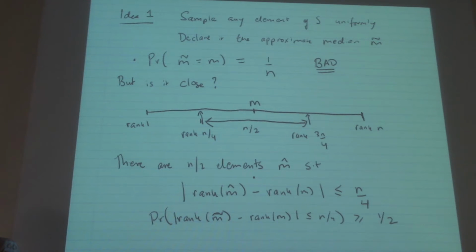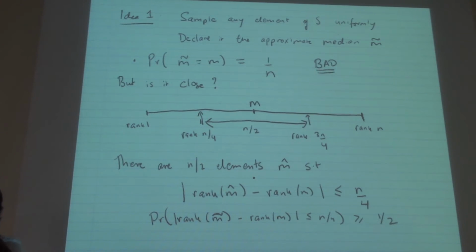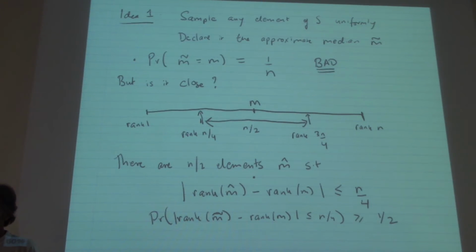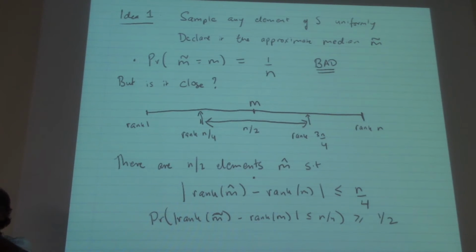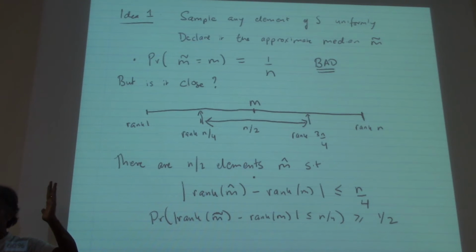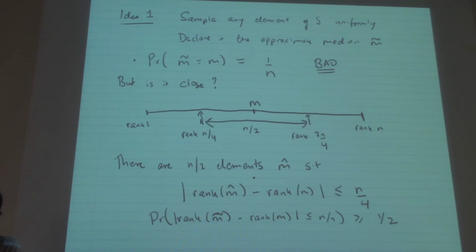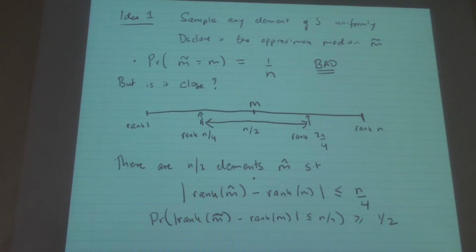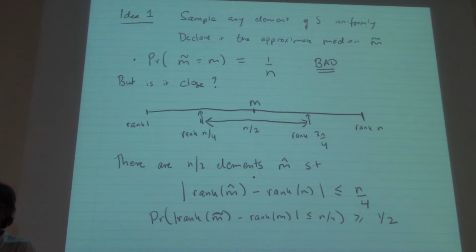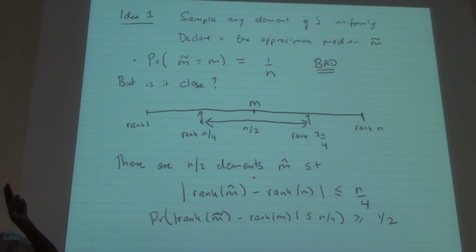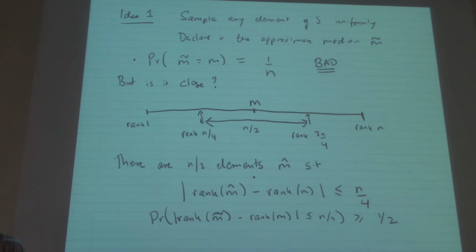So n over 4 elements in one direction. This, of course, by definition, gets you to the element of rank n over 4 and the element of rank 3n over 4, just by construction. So I'm not measuring in actual geometric distance, just counting the number of points. That's what I meant by going that far out. So now we can ask the following question. What is the probability that the random sample you pick is in this middle range, which I'll call the good range, just for no particular reason?